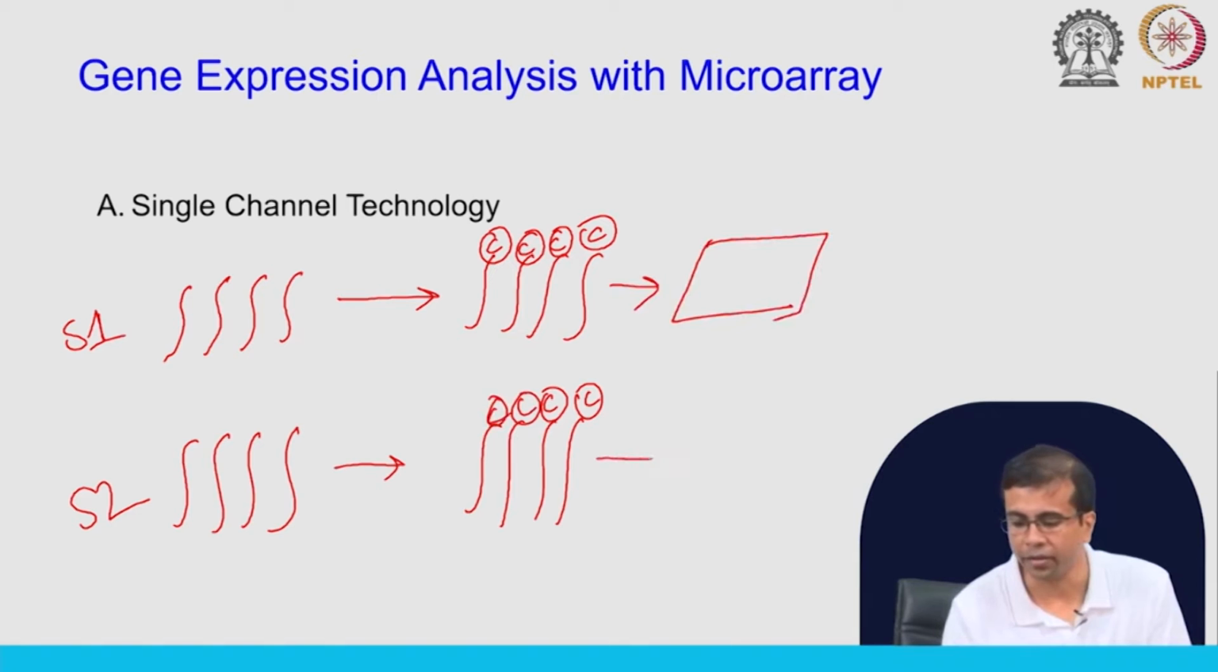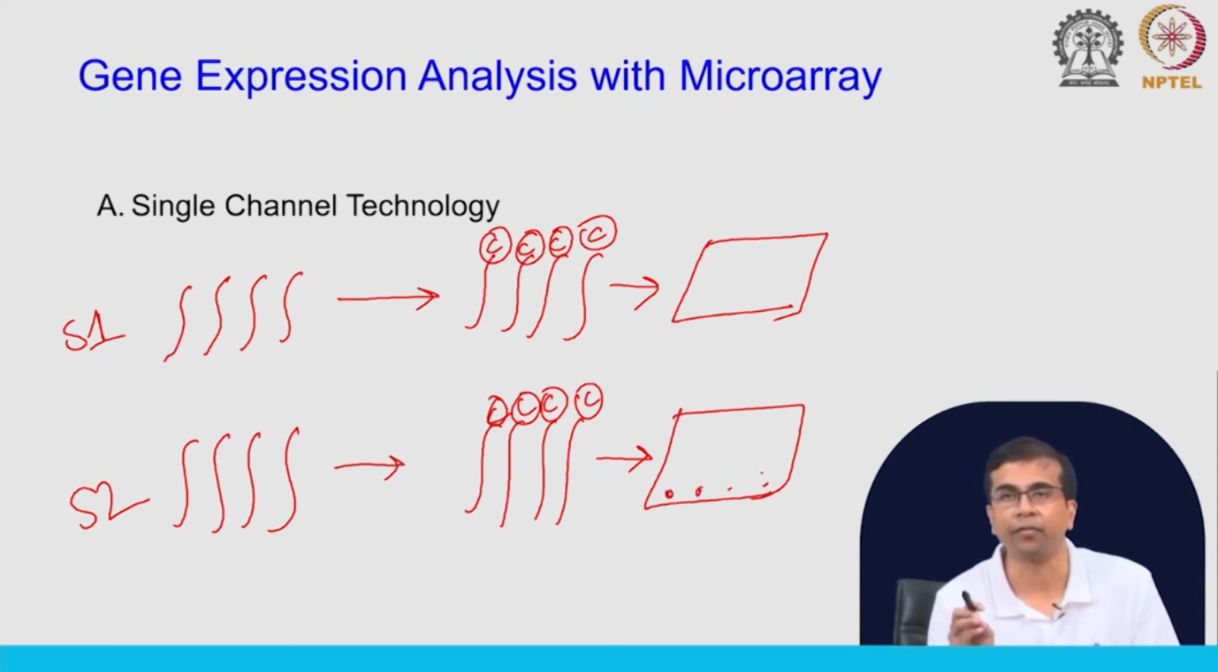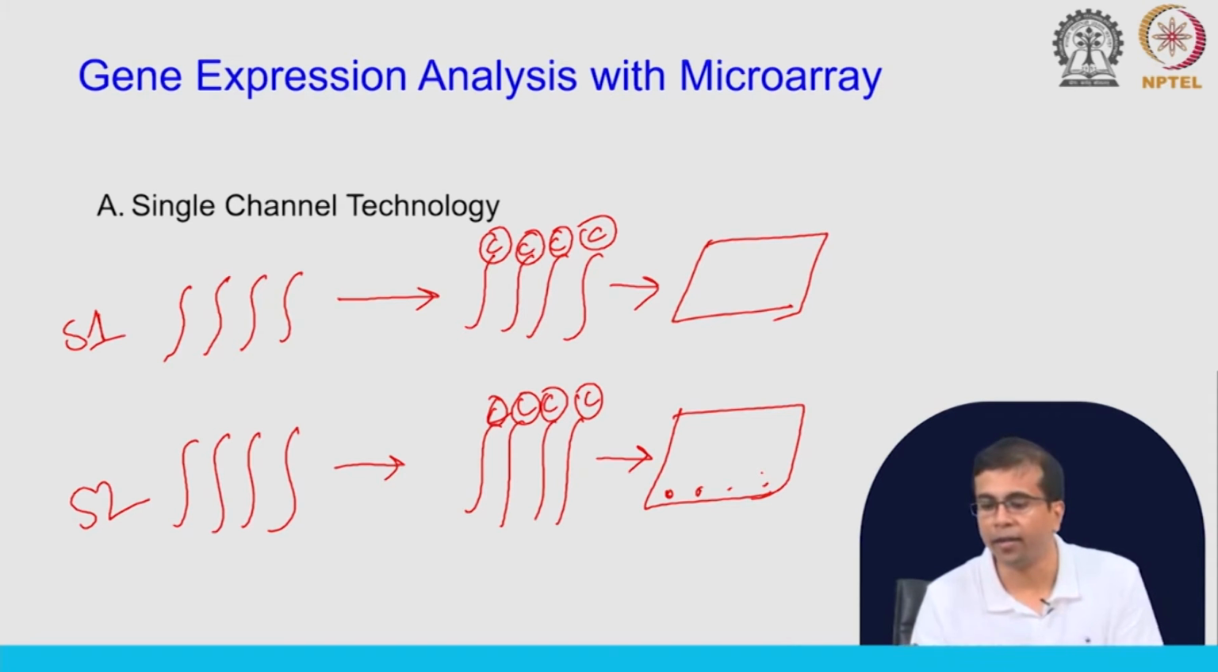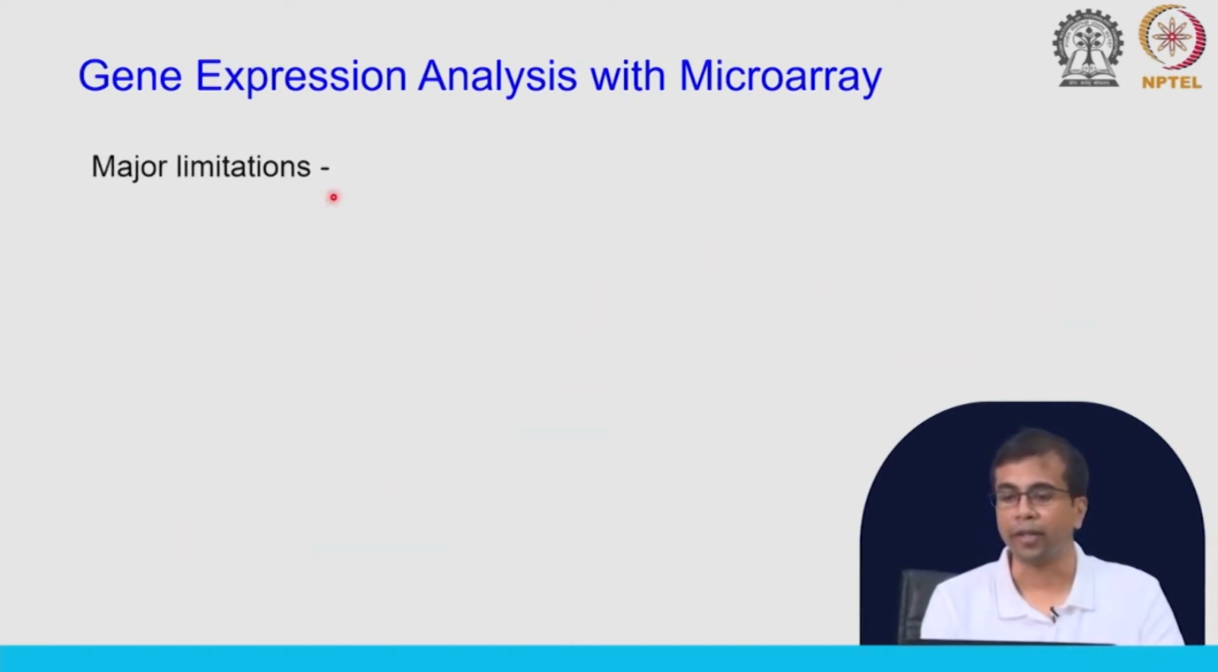There is no mixing, and they are hybridized separately on two different chips. We measure the signal coming from these different positions that are measuring expression levels of genes in these two samples. So, we get independent values and then we can compare. This is the bioinformatic part where we actually compare the expression levels. But there are several limitations.